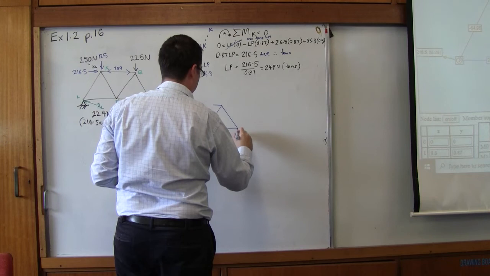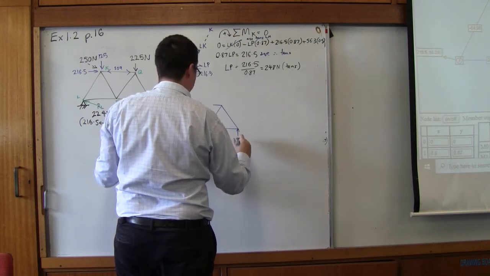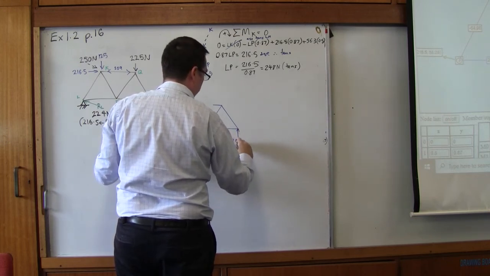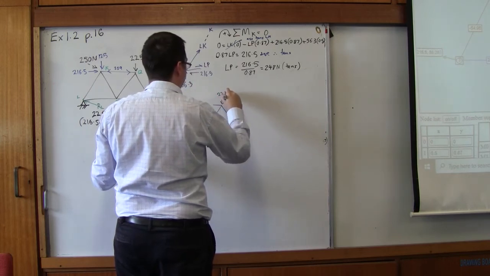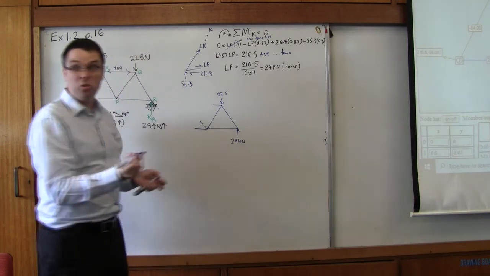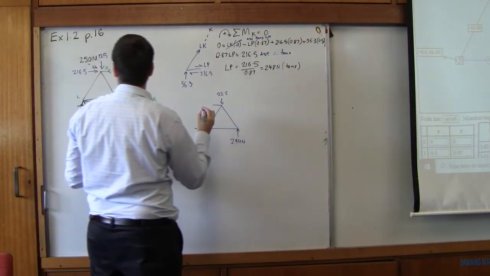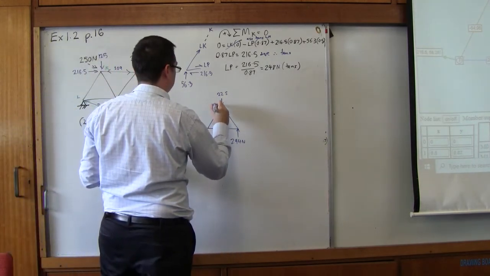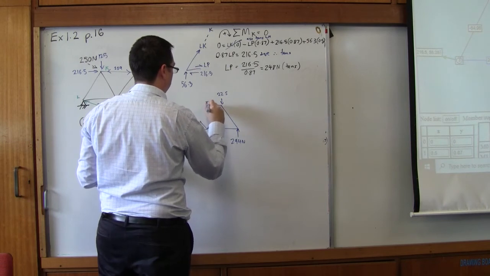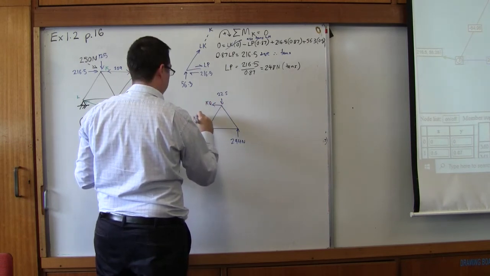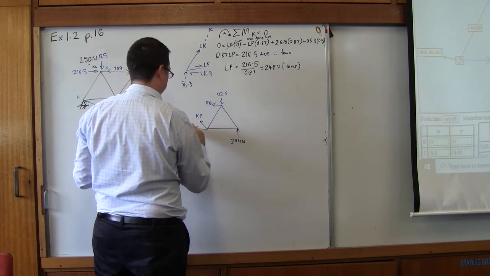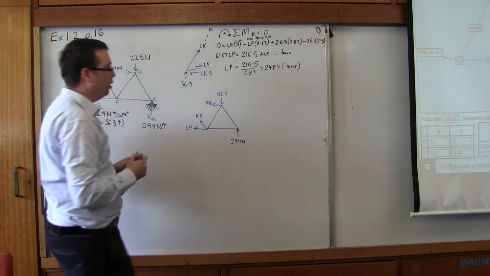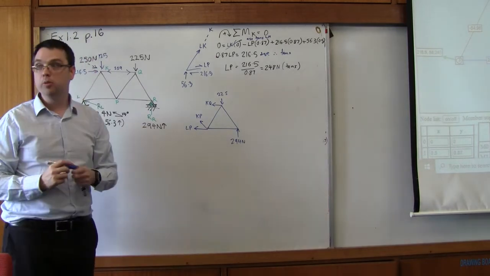Now we like this because it doesn't have any diagonals. 294 newtons, 225. So only two external forces, that's good. It does cut through KQ, and it cuts through KP. And then we have LP. We're looking for LP, so what location are we going to take moments about?